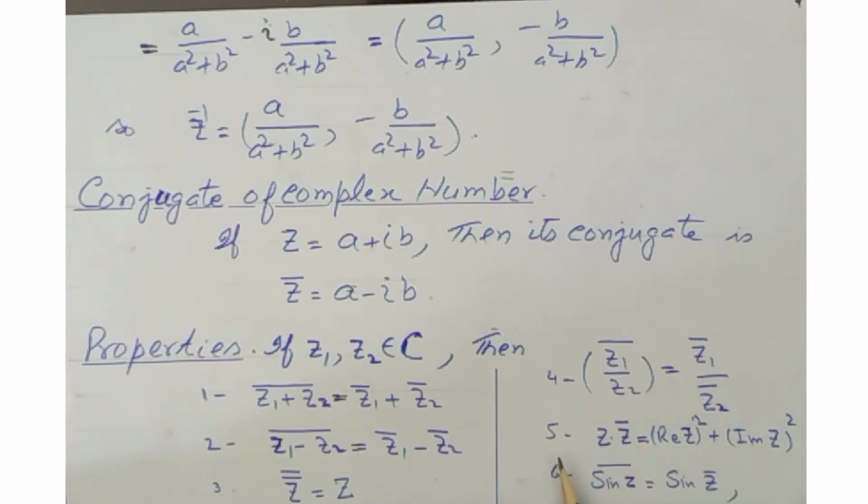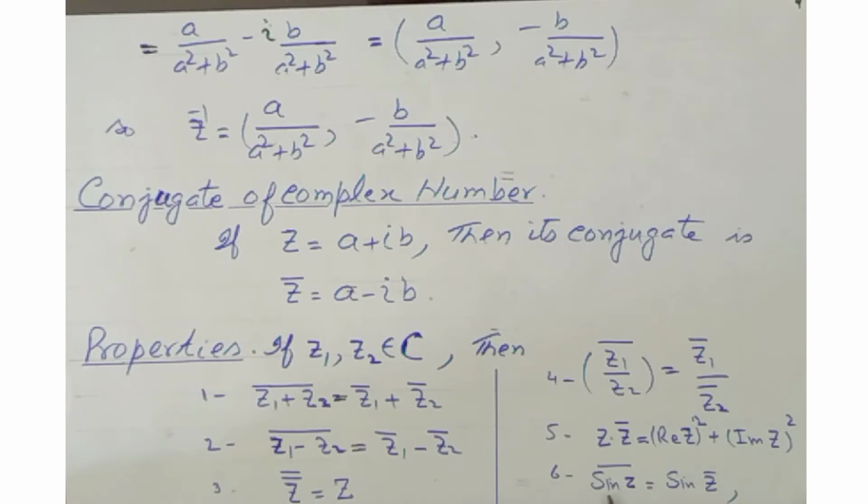Number five, z into z conjugate equals (Re z)^2 + (Im z)^2. Re z means the real part of z. Here a is the real part and b is the imaginary part. We write a as Re z and b as Im z. So here we put a and here we put b. So z into z conjugate equals a^2 + b^2.